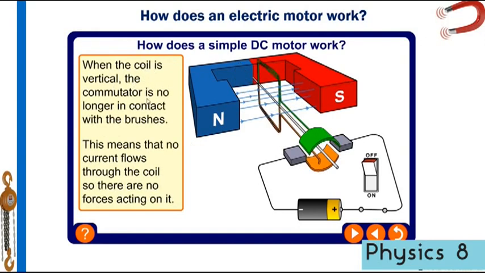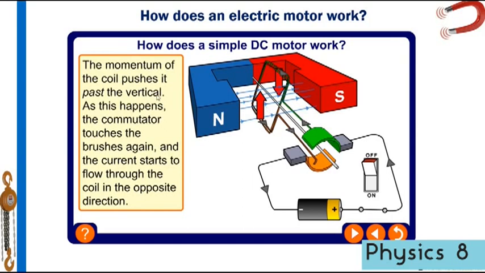Now, when the coil is in the vertical position, the commutator is no longer in contact with the brushes. So you can see that here. This is the actual commutator, and you can see that because it's rotating, because it's connected to the coil, there comes a time when it's not actually in contact with the brushes. And you can see here that the metal parts of these commutators are no longer in contact with the brushes. So at that point, no current will be flowing through the system, through the coil. And so there won't be any forces acting on these coils.